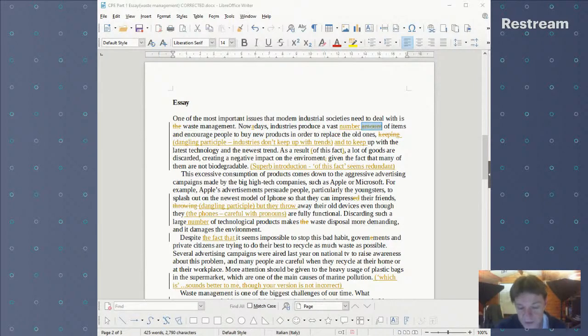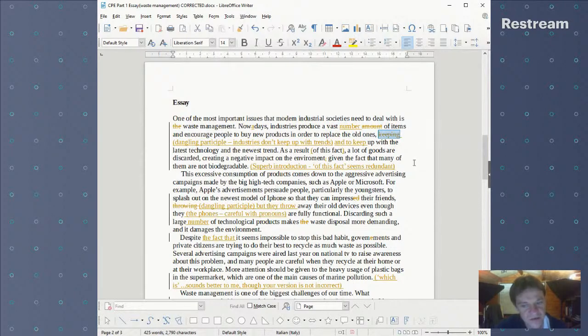It is those kinds of mistakes which you miss, because so many natives say them as well that it's very easy not to even notice they're a mistake. But this is a mistake, really. It should be a vast number of items. And I do like the adjective, though, vast. It works very well here, a vast number of items, and encourage people to buy new products in order to replace the old ones. And then I changed the next keeping.